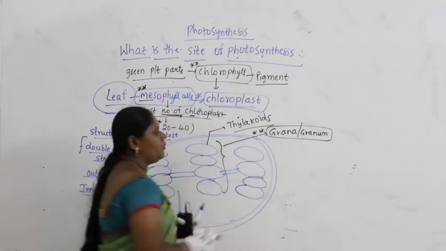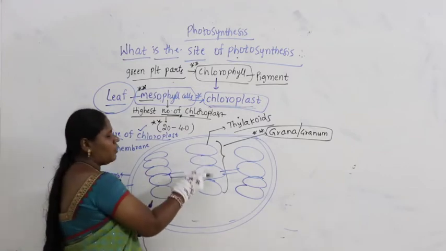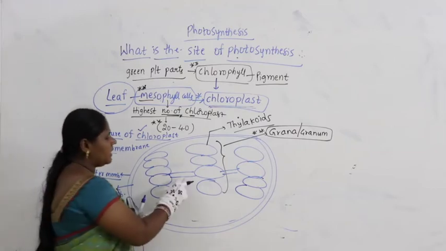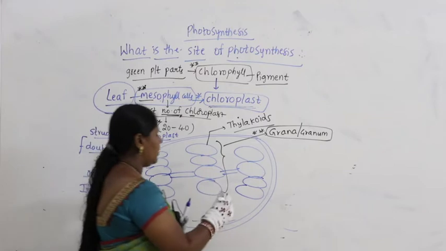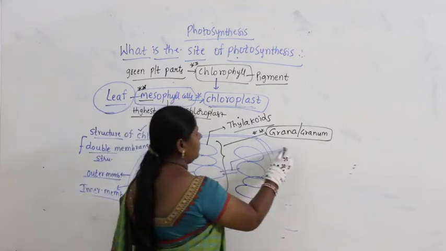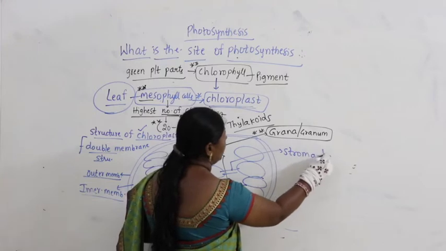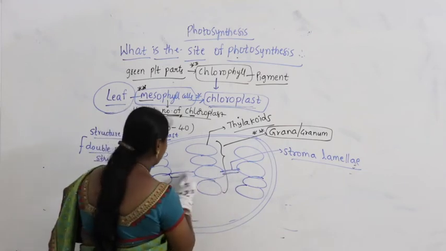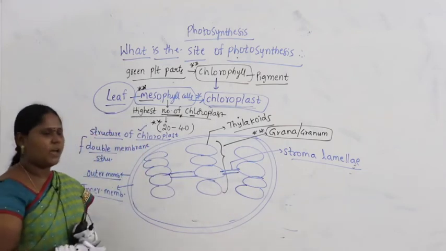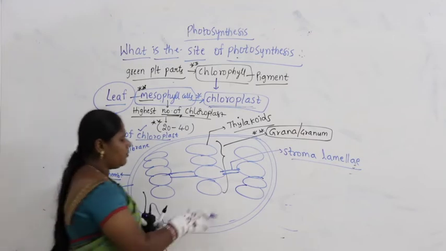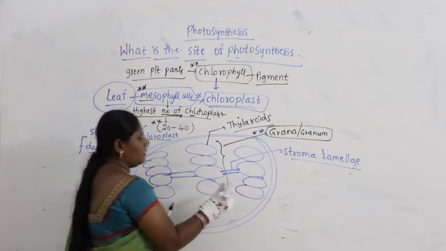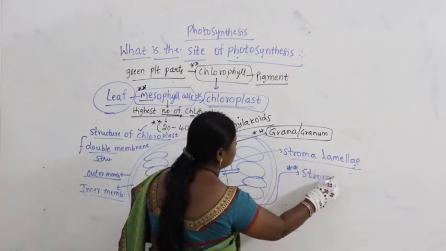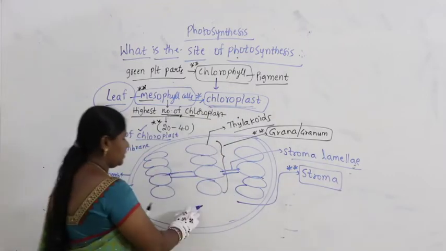This is very important. Grana is very important, and each coin in the file, what do you call them? Thylakoids. Now the connecting structures you can see here are called stroma lamellae. What do you call them? Stroma lamellae. And the proteinaceous fluid you find here, the fluid itself is called what? Stroma. Very important. This is nothing but stroma.